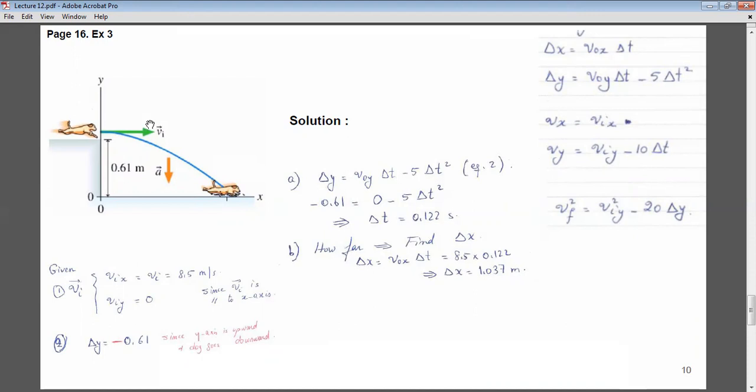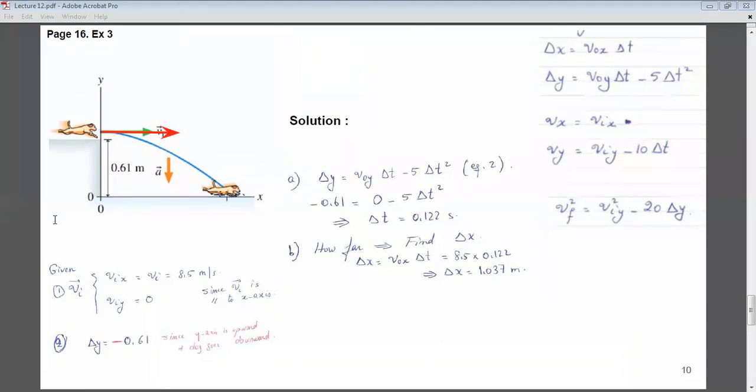The dog runs at 8.5 meters per second. So what is this piece of information? It runs at 8.5 meters per second straight off. Straight off means this, what you see in green. It doesn't go up, up, up, and then down, down, down. No, it just goes straight.